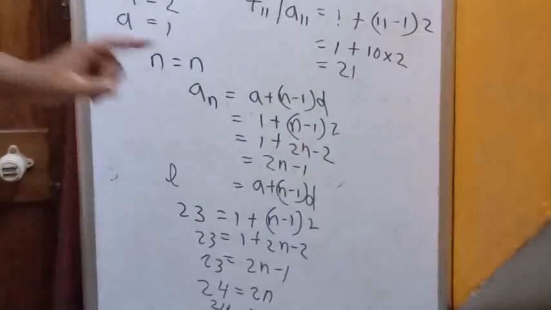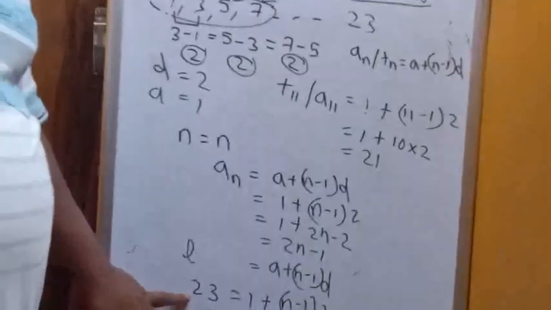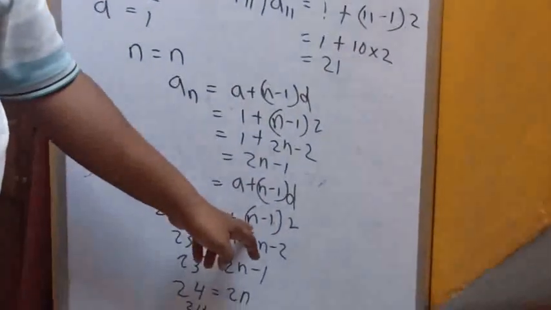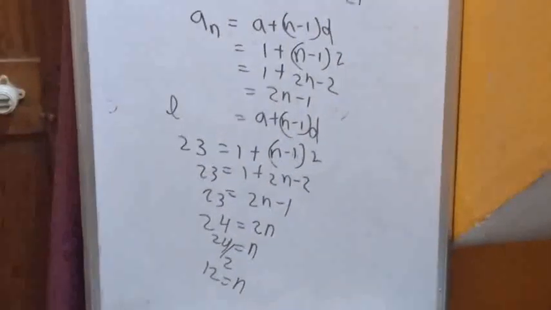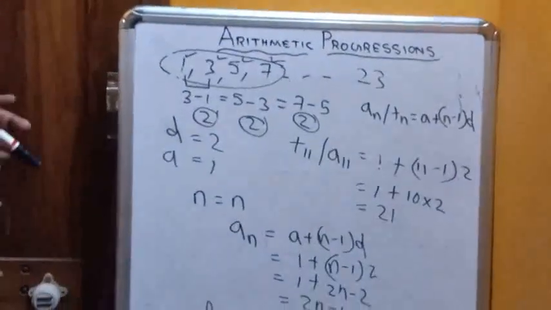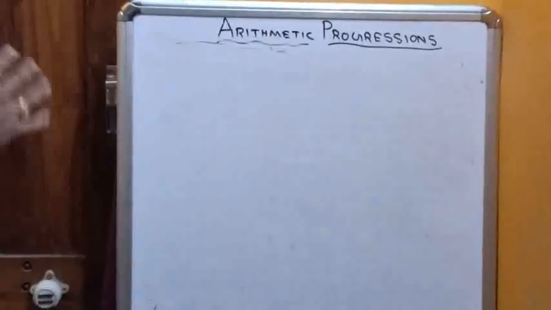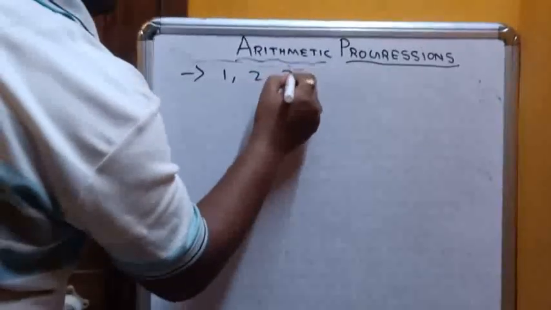l equal to a plus n minus 1 into d. So what last number did he tell? 23. a equal to how much? You know, 1. n you don't know. d you know. So after solving, you are getting 12 numbers now. Clear? So this one is about your arithmetic progressions. Next, move on to what we mean by the arithmetic mean. Before that, I want to tell you, if I have to find out from the beginning what number term, I know.